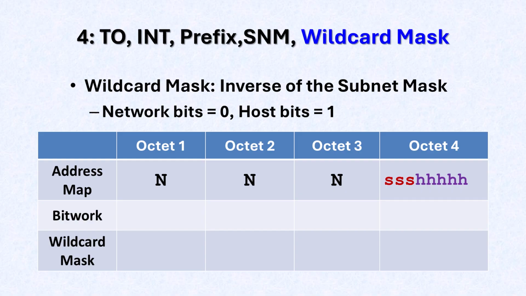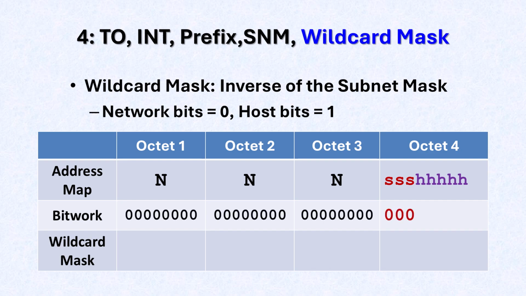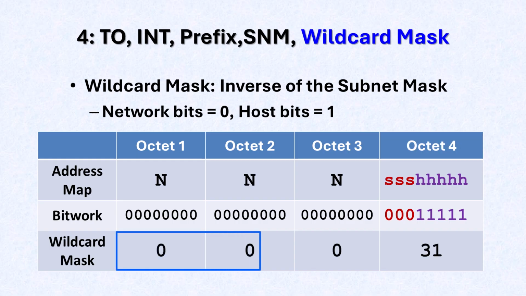The wildcard mask is the inverse of the subnet mask. Set the network bits to 0 and set the host bits to 1. This gives a wildcard mask of 0.0.0.31.